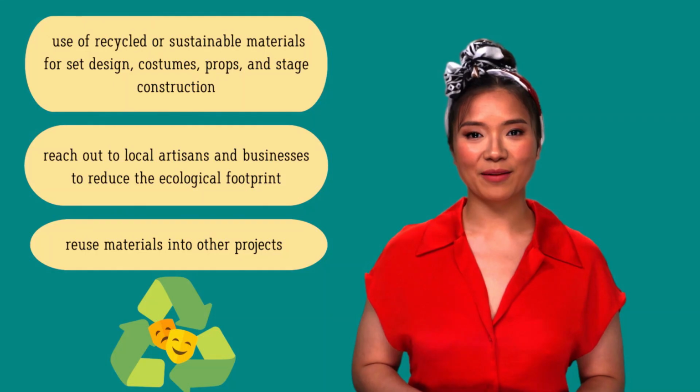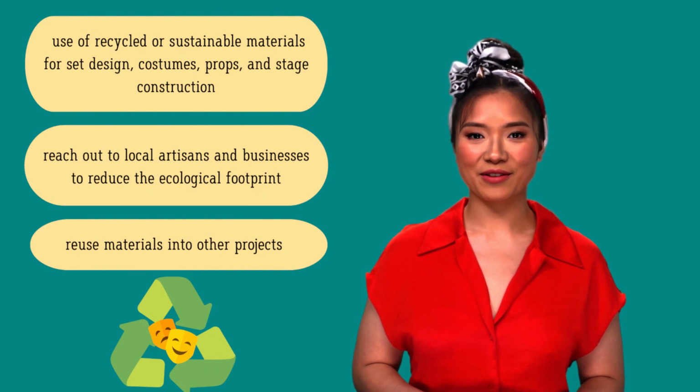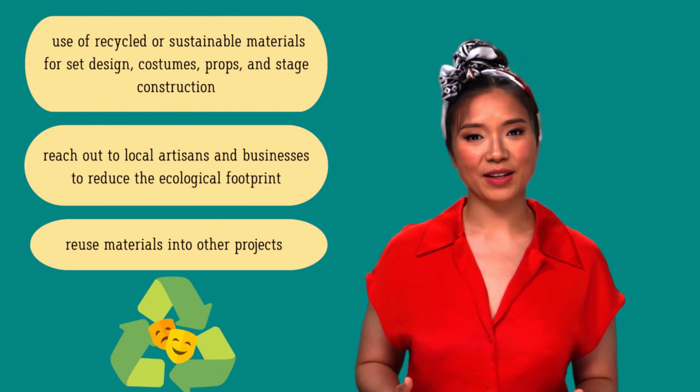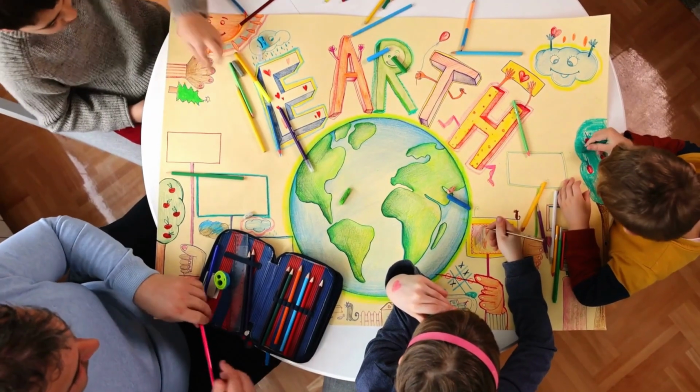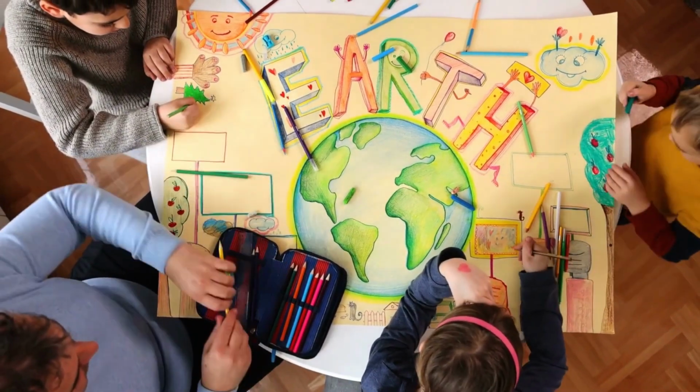It is also important to say a few words about developing sustainable and eco-friendly practices when it comes to doing performance activities. Some easy, straightforward measures to put in place would be the use of recycled or sustainable materials for set design, costumes, props, and stage construction if these are involved in your activities. You can probably get any of these material elements from local artisans and businesses, which will reduce the carbon footprint associated with transportation. Try to establish a system for reusing them in multiple projects to reduce the need for new materials.